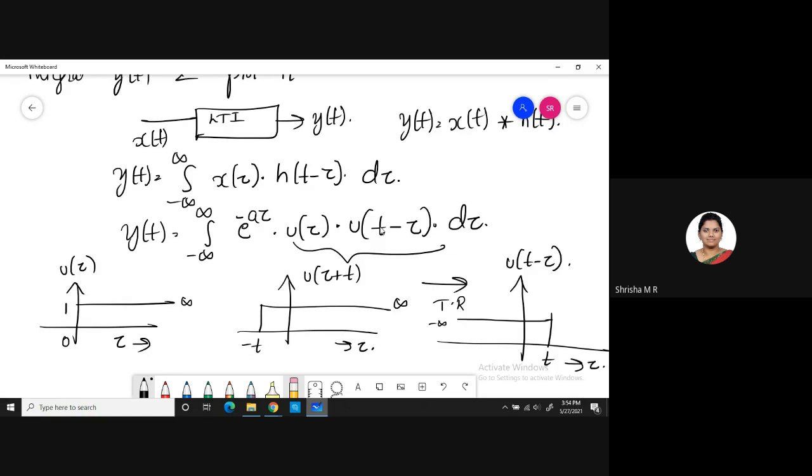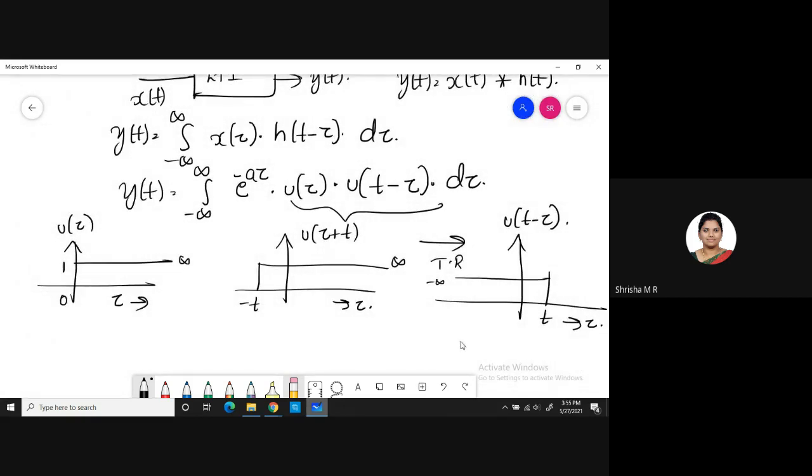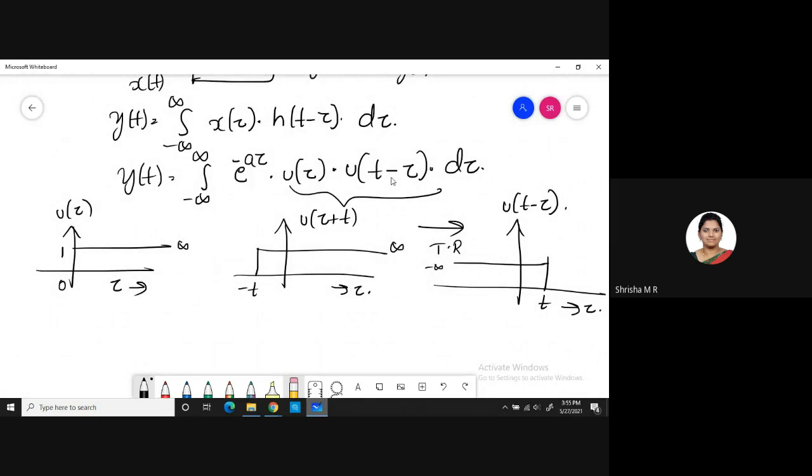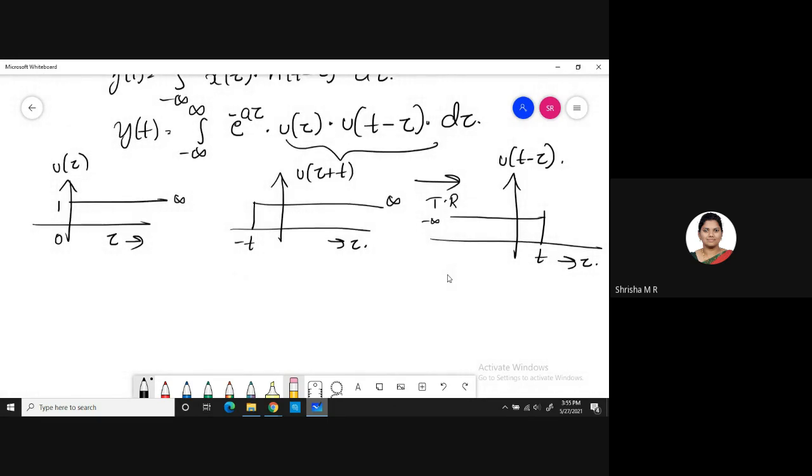Clear? Your x-axis is replaced with tau, that means t is replaced with tau. Don't get confused, here this t is some delay, some value or constant. Like how you plot u of t plus 3 minus t, it is like that. You'll plot u of t plus 3, then u of 3 minus t, something like that. Okay, is it clear, everyone?